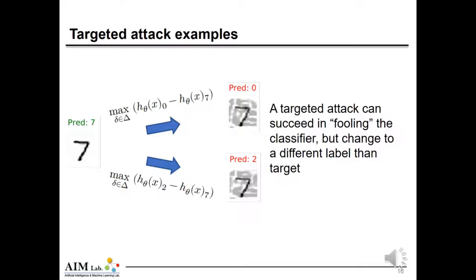So let's see the targeted attack examples. In the above direction, we maximize the logit of the 0 class minus the logit of the 7 class, and we get the 0 prediction. And if we change the target class to 2, then we get the prediction as 2.